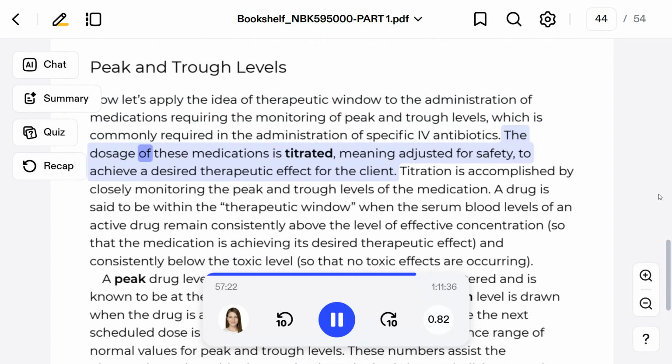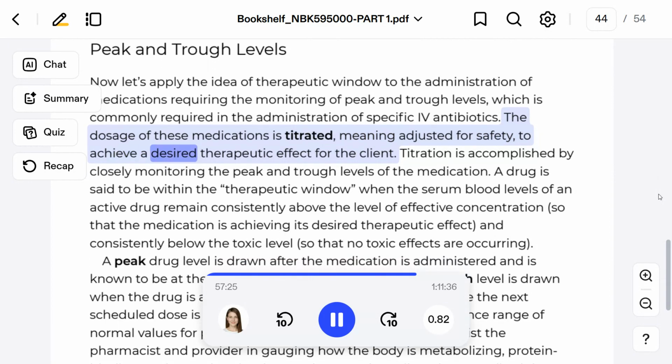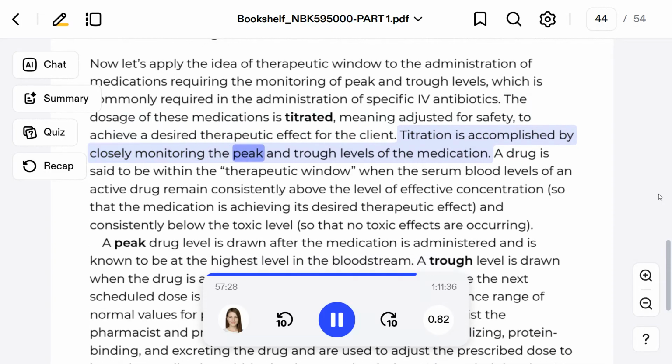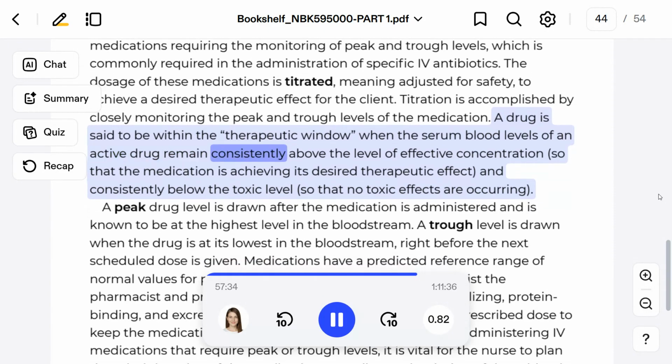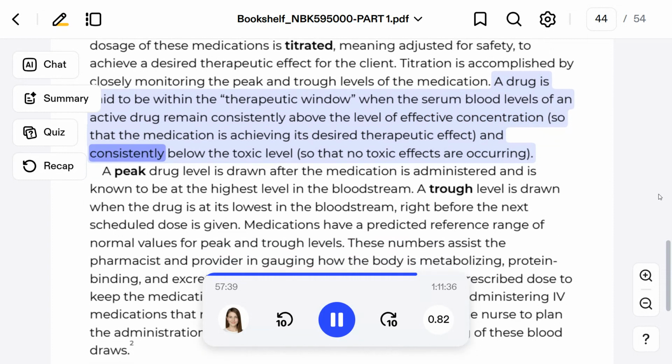The dosage of these medications is titrated, meaning adjusted for safety, to achieve a desired therapeutic effect for the client. Titration is accomplished by closely monitoring the peak and trough levels of the medication. A drug is said to be within the therapeutic window when the serum blood levels of an active drug remain consistently above the level of effective concentration and consistently below the toxic level.